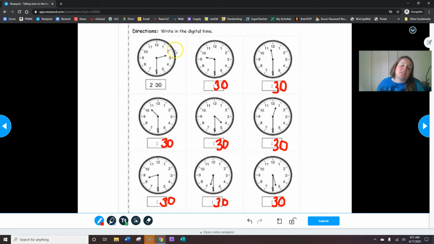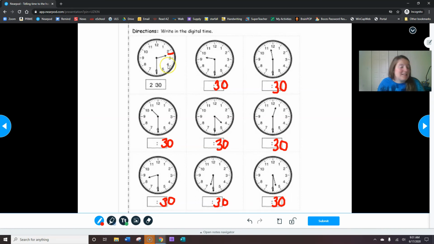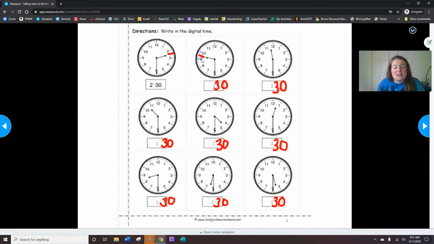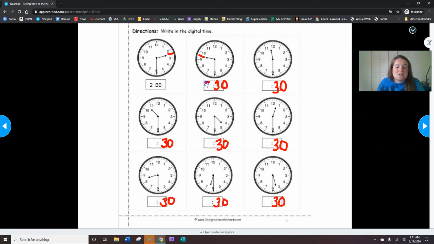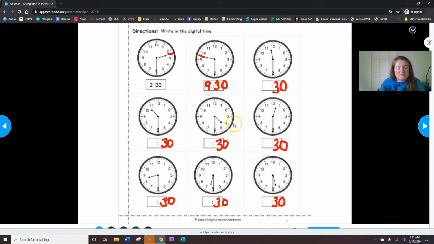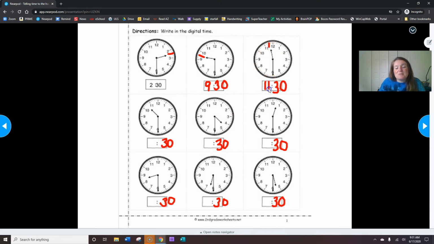Now we need to look. The little hand is in between the 2 and the 3. It didn't get to 3 yet, so it's still 2:30. Now my little hand is in between the 9 and 10. It didn't get to 10 yet, so this clock shows 9:30. What time? 9:30. Then our next one, it's between 11 and 12. So it's 11:30. It didn't get to 12 yet.